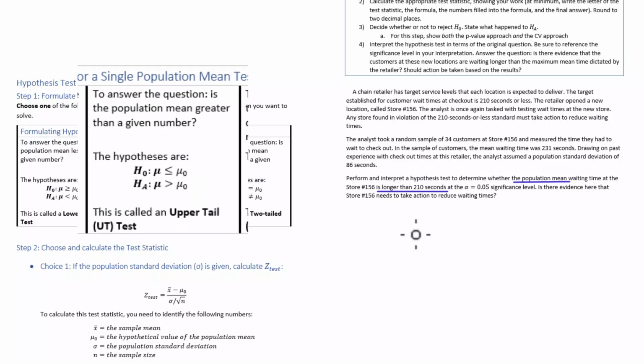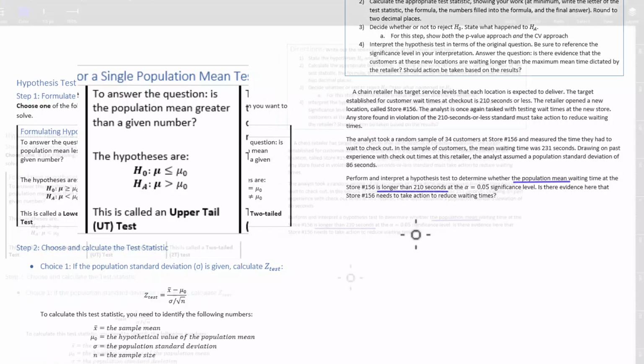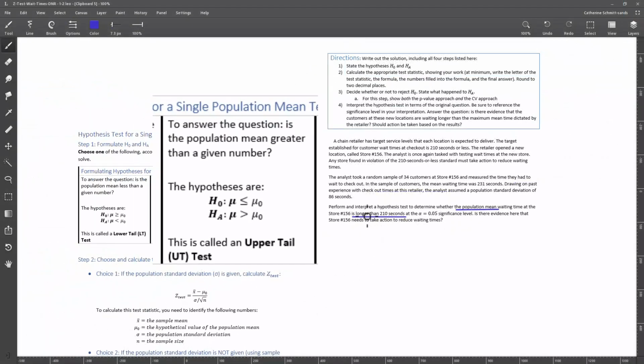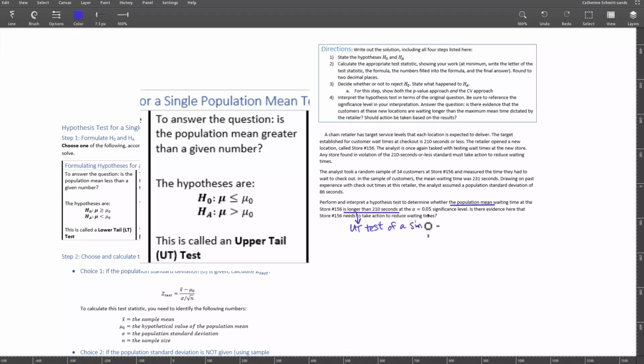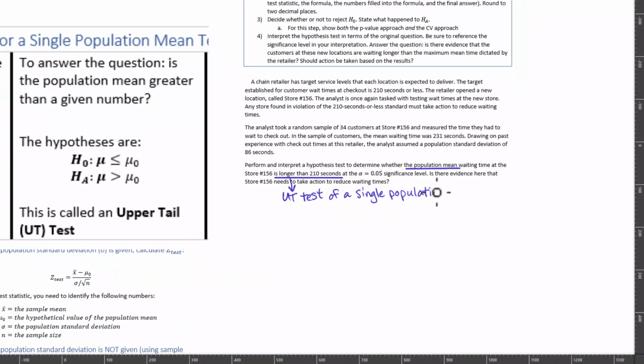The upper tail test for a single population mean answers the question if a population mean is higher or greater than or longer than a given number. So in this case, we can use an upper tail test for a single population mean to answer the question that this analyst has. In order to actually formulate these hypotheses, we need to identify the number mu0, which goes on the right-hand side of the hypotheses.